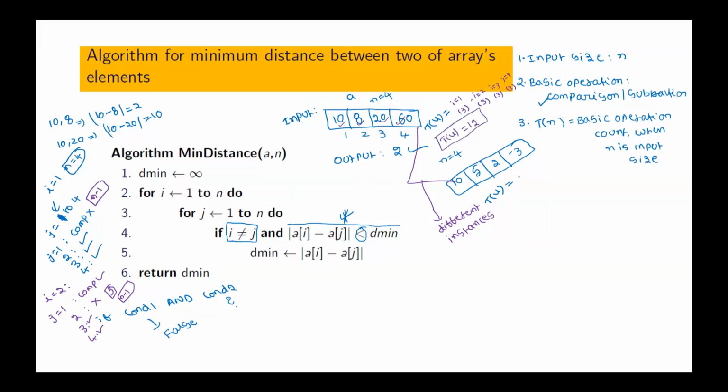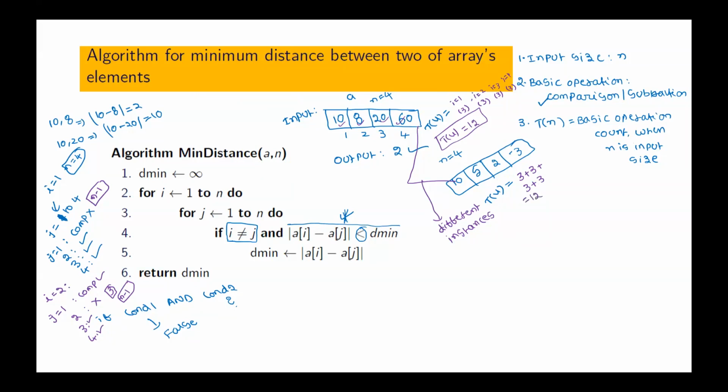Here, what is T of 4? Here also, when i equals 1, how many times is it performed? Three times. i equals 2 also 3 times. i equals 3 also 3 times. i equals 4 also 3 times. That means it is also 12.